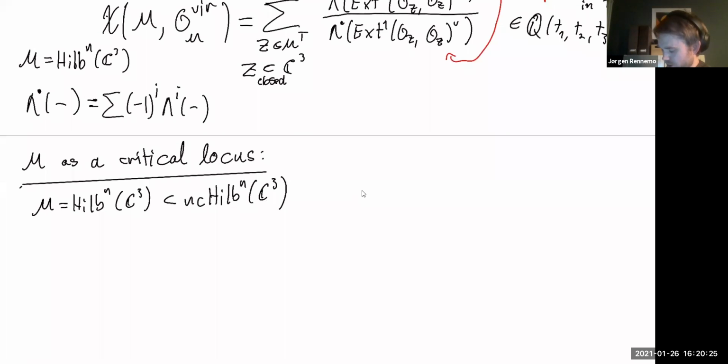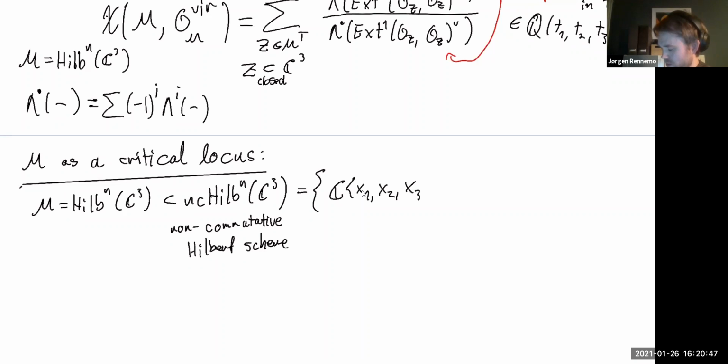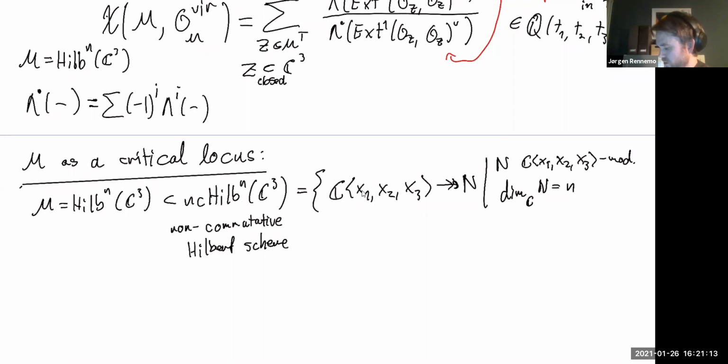NC Hilb^n, which everyone calls the non-commutative Hilbert scheme, which parameterizes surjections from this polynomial ring in n non-commuting variables onto some N, a left module over this ring, and we set the dimension of N to be equal to small n. If you wrote down this thing with the polynomial ring in commuting variables, that would be the definition of the Hilbert scheme. Here the variables don't commute, so you get the definition of the non-commutative Hilbert scheme.